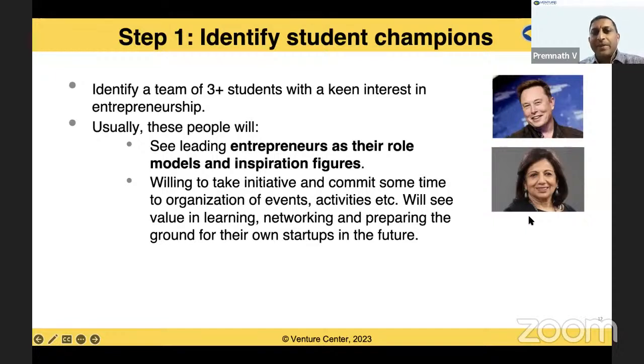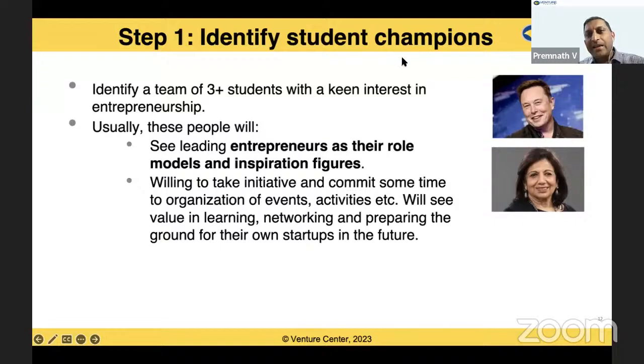Identify a team of say 3+ students with keen interest in entrepreneurship. And how will we locate them? These are the people who will see senior entrepreneurs as their role models and inspiration figures. If somebody is really excited about, say, what Elon Musk is doing, and the kind of exciting projects that he's taking up, that person might have a keen interest in entrepreneurship. Or if somebody is really keen and interested or respects Kiran Majumdar-Shaw and what she's doing with Biocon, that is the kind of person who might be interested in contributing to such an activity.